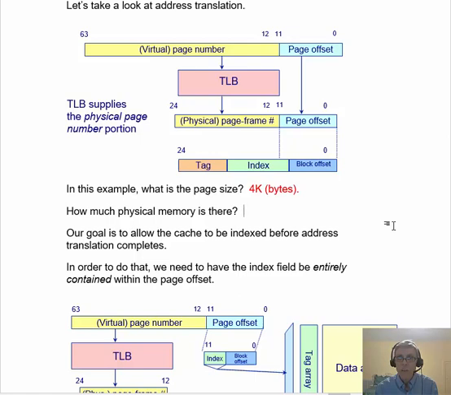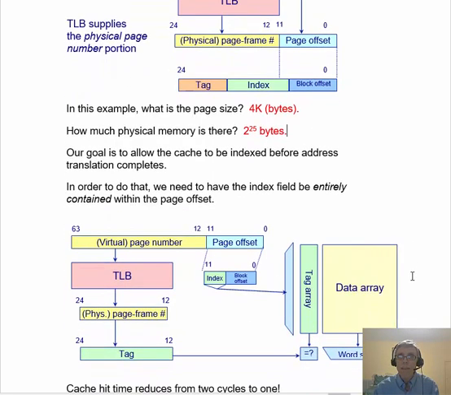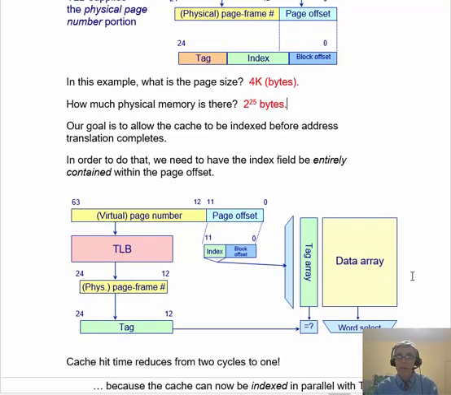How much physical memory is there? Well, that's determined by the length of a physical address, which is 25 bits long, and therefore there must be 2 to the 25 bytes of physical memory in this example. If we want the cache to be indexed before address translation completes, we need to have the index field be entirely contained within the page offset.